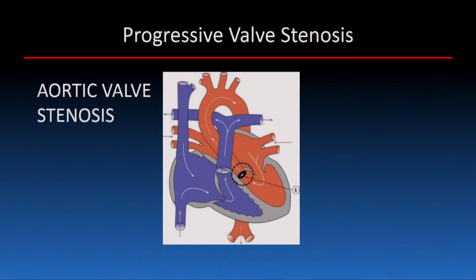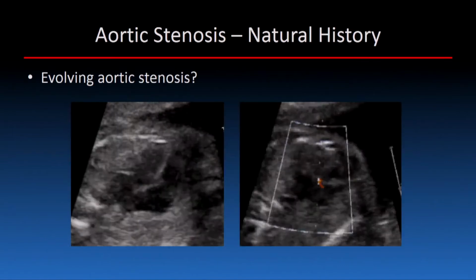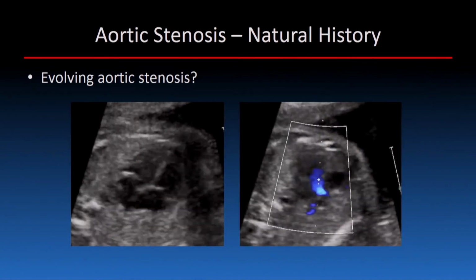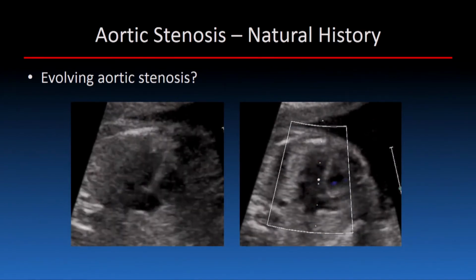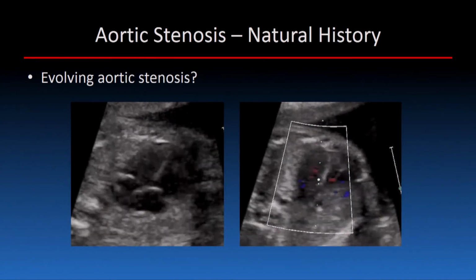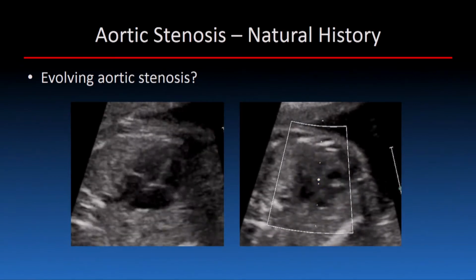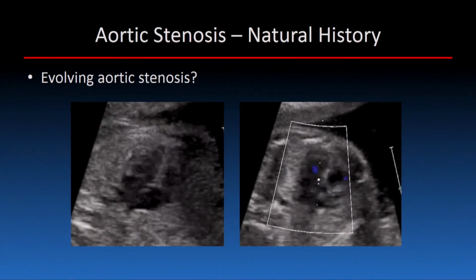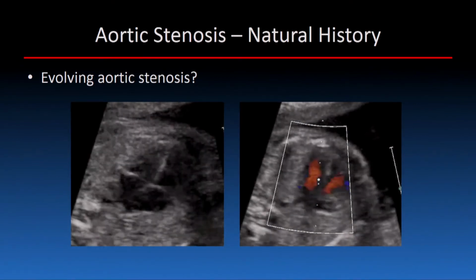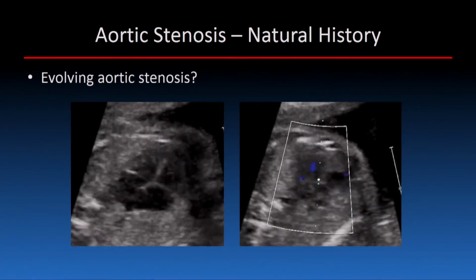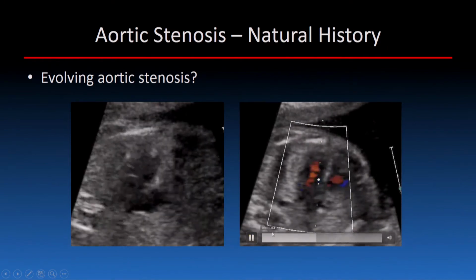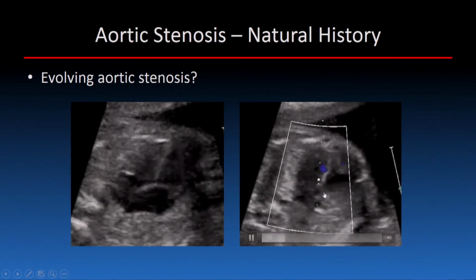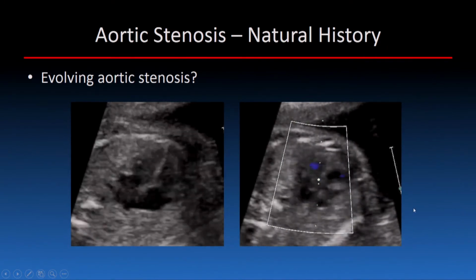So let's move on to talk about progressive valve stenosis, and we'll use the lesion aortic valve stenosis to discuss this. So look at these two images. Is this evolving aortic valve stenosis? I challenge you to say, based on this, it doesn't look too bad. We have a left ventricle that looks normal in size. The wall's not thickened. Both ventricles appear to have good function. Even the atrial septum in this view seems to be bowing right to left normally. And there's just a little bit of turbulence of flow as it crosses the aortic valve.